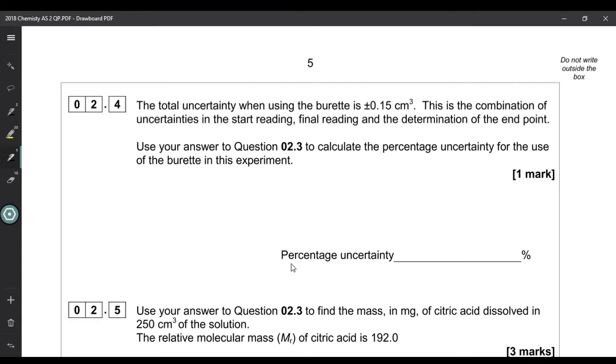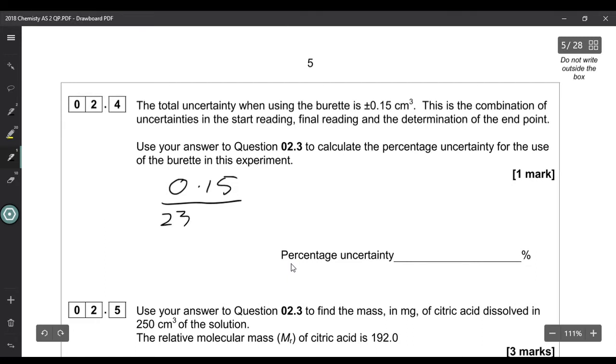So because it's just a percentage, we're going to take the uncertainty, which is 0.15, and we're going to divide that by our mean titre value, which we've just calculated as 23.95. Multiply that by 100, so we get a percentage, so the answer becomes 0.63%.